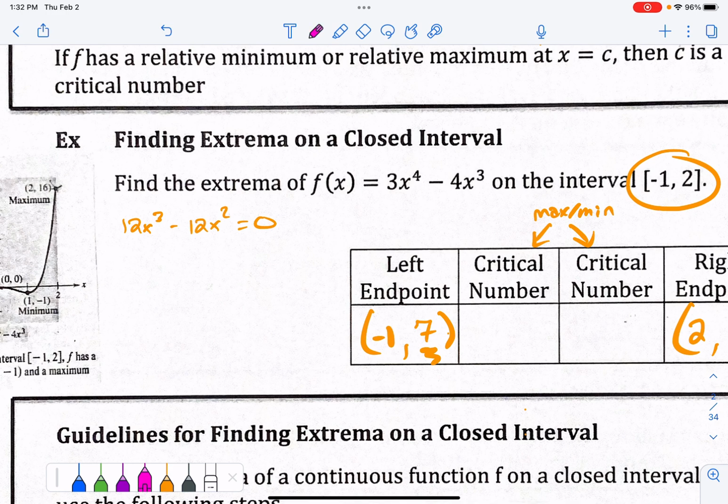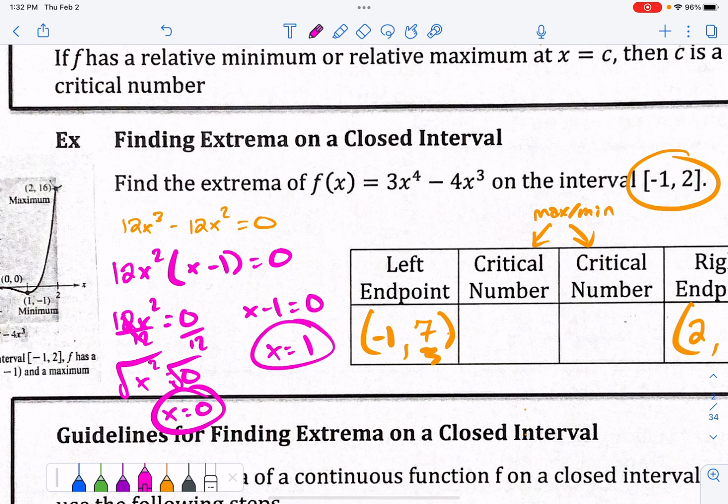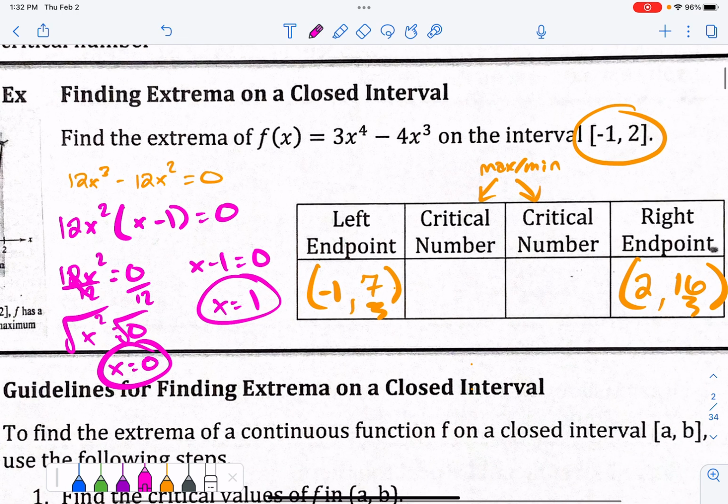Pull out a 12x squared. Left over, x minus 1. So 12x squared equals 0, and x minus 1 equals 0. I'm going to divide by 12, so x squared equals 0, and the square root gives me just 0. And the other one is 1. So 0 and 1 are going to be my critical numbers.